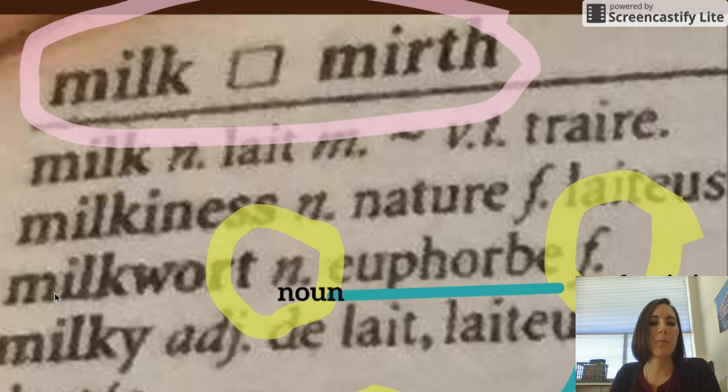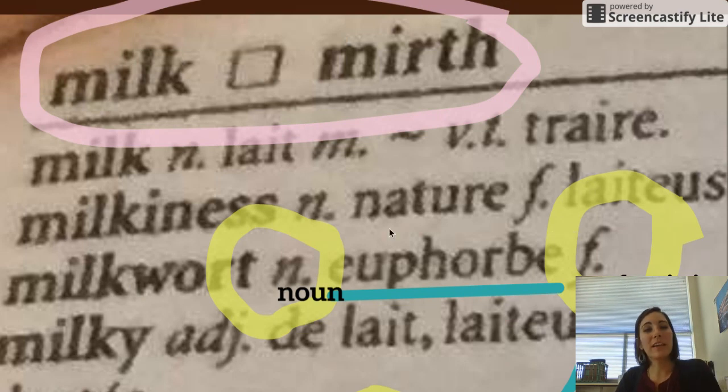So if you're looking up a word like milkwort, whatever that is, it will tell you a couple different things about this word milkwort in French. First, it'll tell you that milkwort is a noun. This N dot in italics is an abbreviation for the part of speech. So our part of speech here is a noun. It's a person, place, or a thing. Then it will give you the definition, euphorbe.